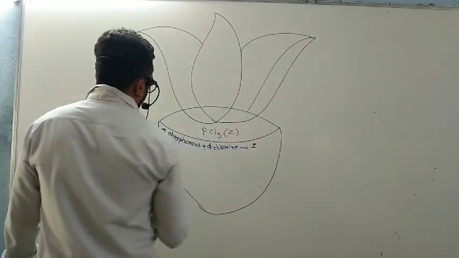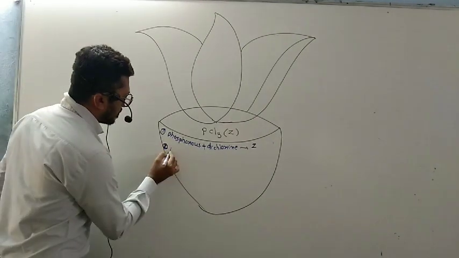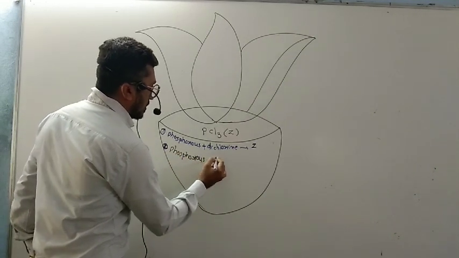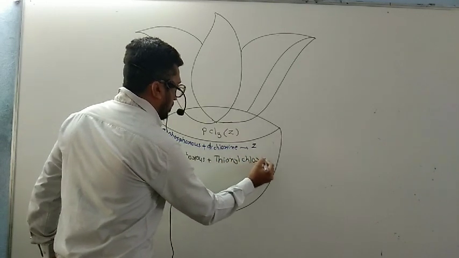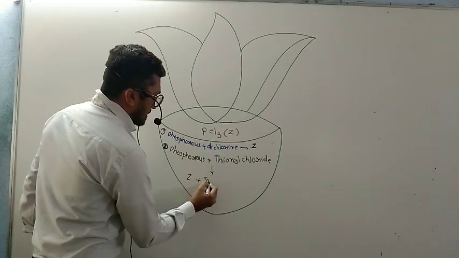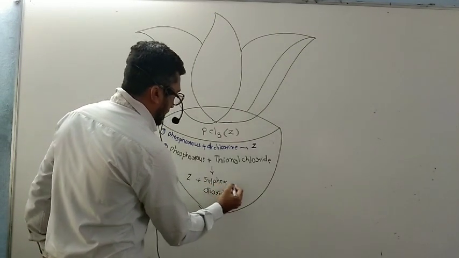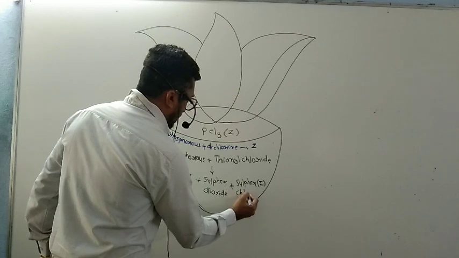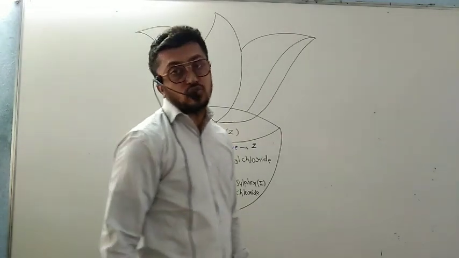The first preparation. The second one, again from phosphorus. So phosphorus reacts with thionyl chloride, gives us Z plus sulfur dioxide plus sulfur 1 chloride. Just see, thionyl chloride means SOCl2.